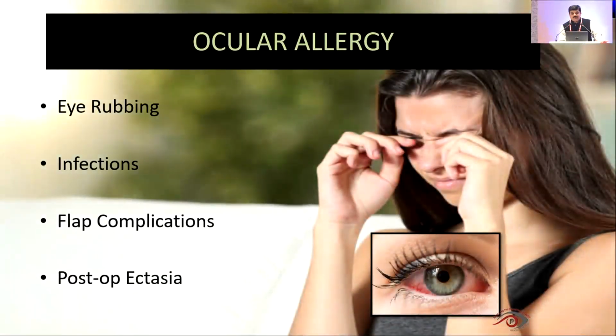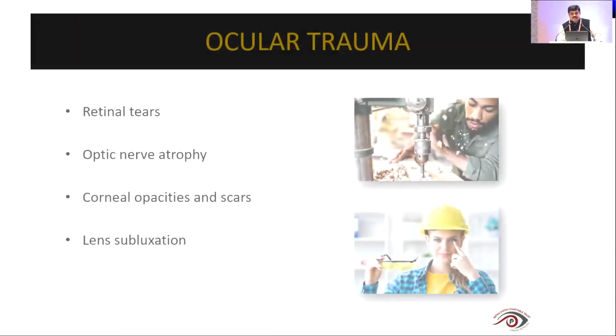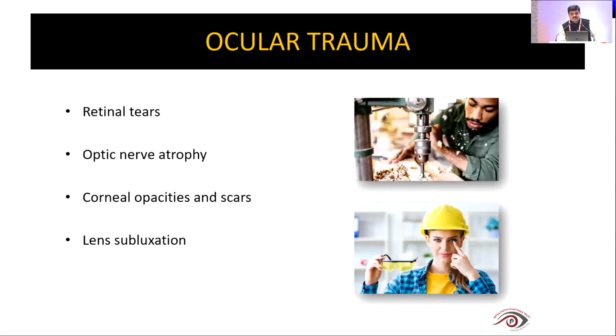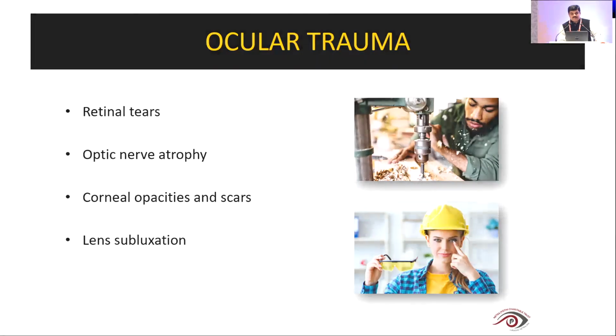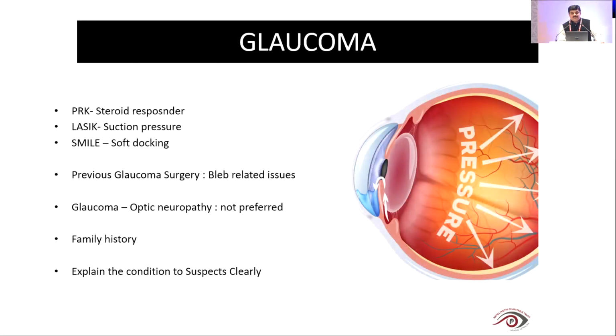So you need to ask for the ocular allergy history, ask for any eye rubbing, infection, and also ask if there is any ocular trauma. Especially you need to look for retinal tears, optic nerve atrophy, and also lens subluxation. Especially patients who are already having glaucoma, you need to always look for whether they are steroid responders. Sometimes when you are putting a LASIK, suction pressure may increase and it may damage the optic nerve also. The advantage with SMILE, you will have a soft docking.